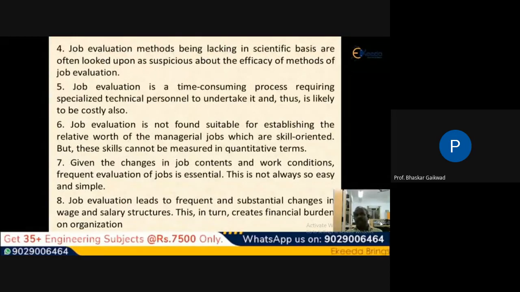The way to do the same job but in a different location or different environment is also going to play a major role. Further, frequent changes and sustainability are all going to incur some financial burden to the corporation. So these are a few drawbacks with respect to job evaluation.